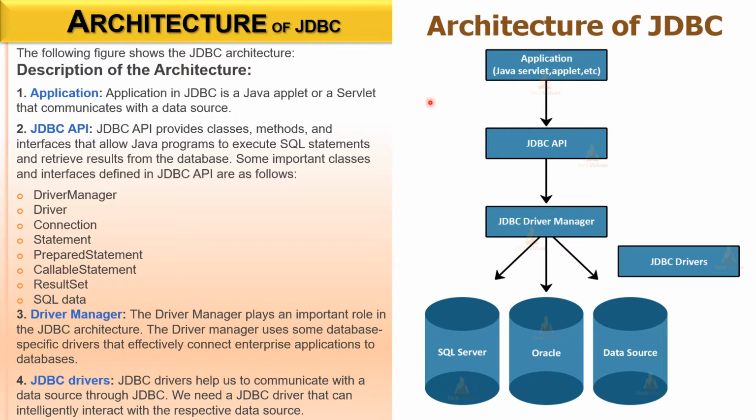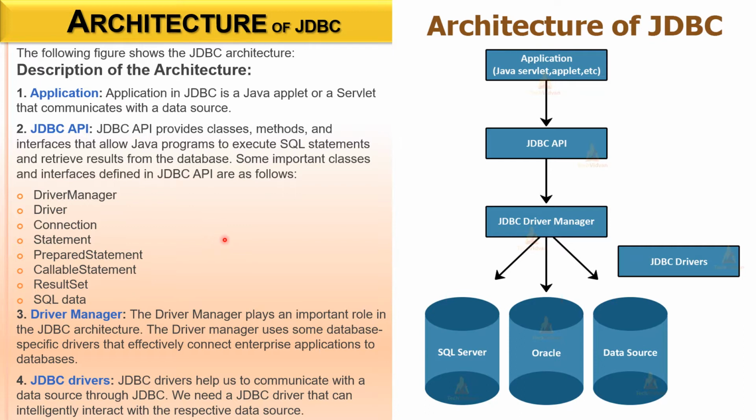At the upper side, or at the very outer side, there is an application, and that application is a Java applet, or you can say servlet. So that will communicate with our data source. Now JDBC API is the next layer of this architecture, and it contains the classes, methods, and interfaces which will allow a Java program to execute SQL statements that will retrieve the results from the database.